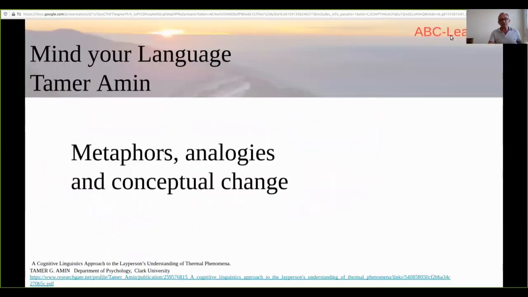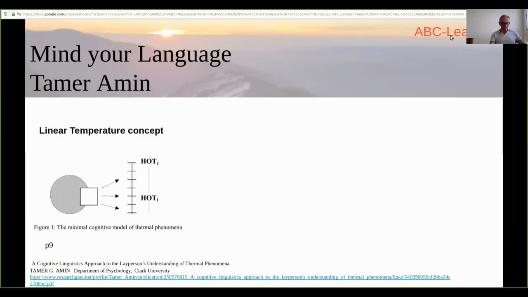Now, a big influence on my thinking in this as well was Tamer Amin from the American University of Beirut. He's a cognitive psychologist, but he's particularly interested in science education and the use of language in conceptual change. And so I really suggest reading him about how the metaphors and analogies we use can either hinder or actually promote conceptual change. We'll see that in action in the experiments.